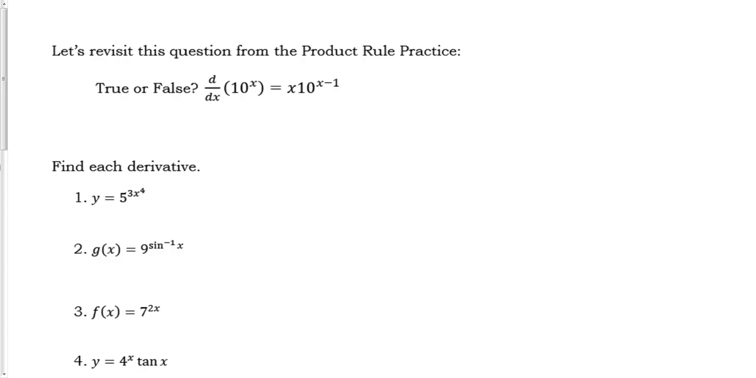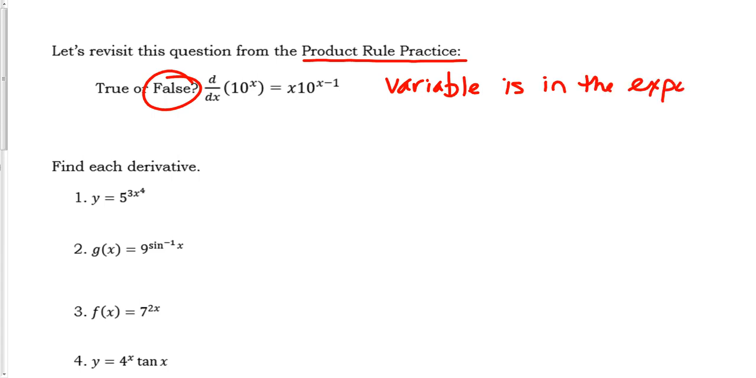We did have a problem from the product rule practice. It was a true-false question. Is the derivative of 10 raised to the x the same as x times 10 raised to the x minus 1? And that is a false because the variable is the exponent. So you have to use that other rule. So y prime would be 10 raised to the x times natural log of 10.